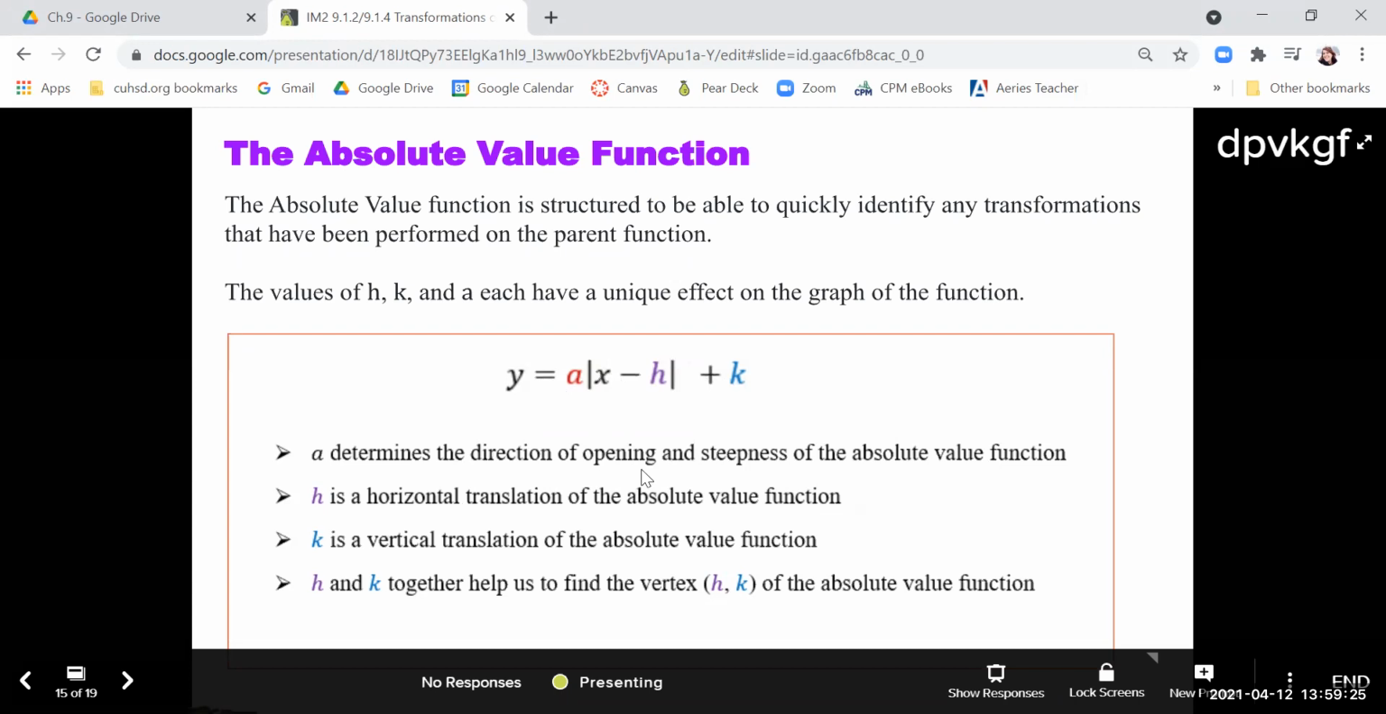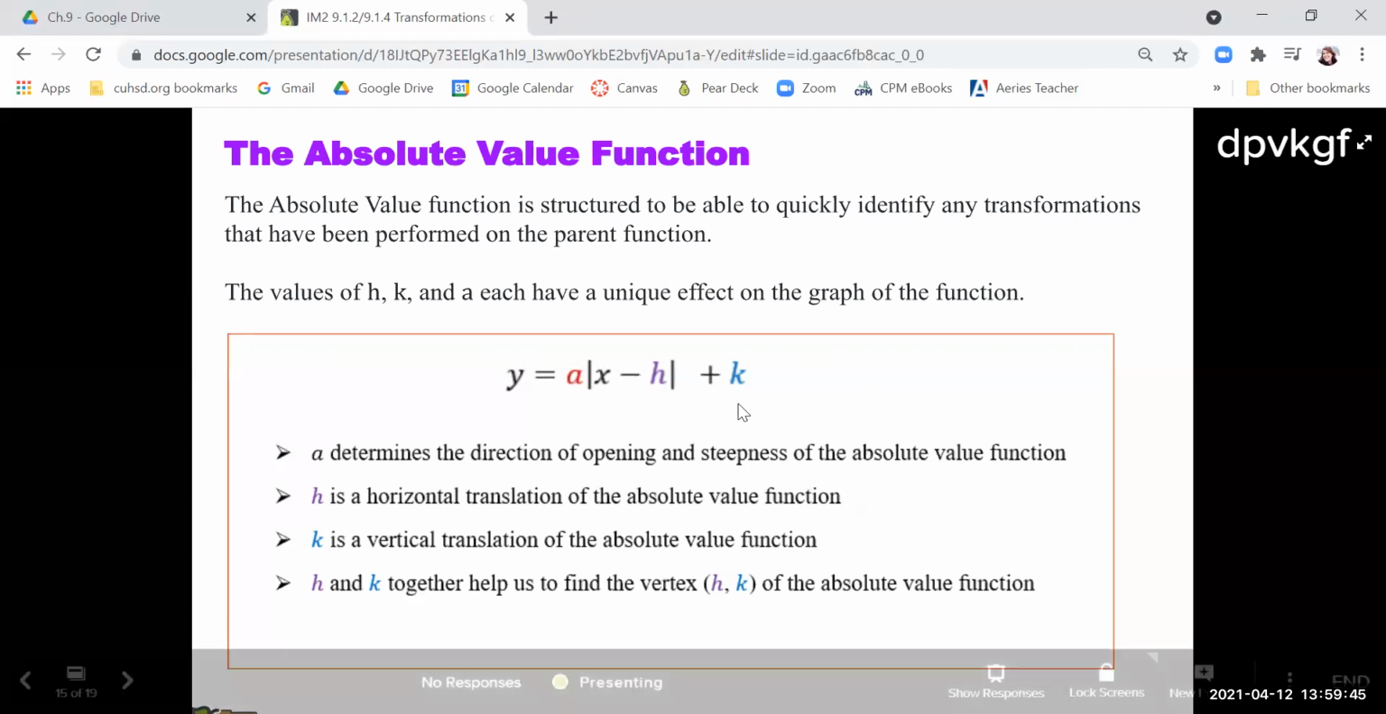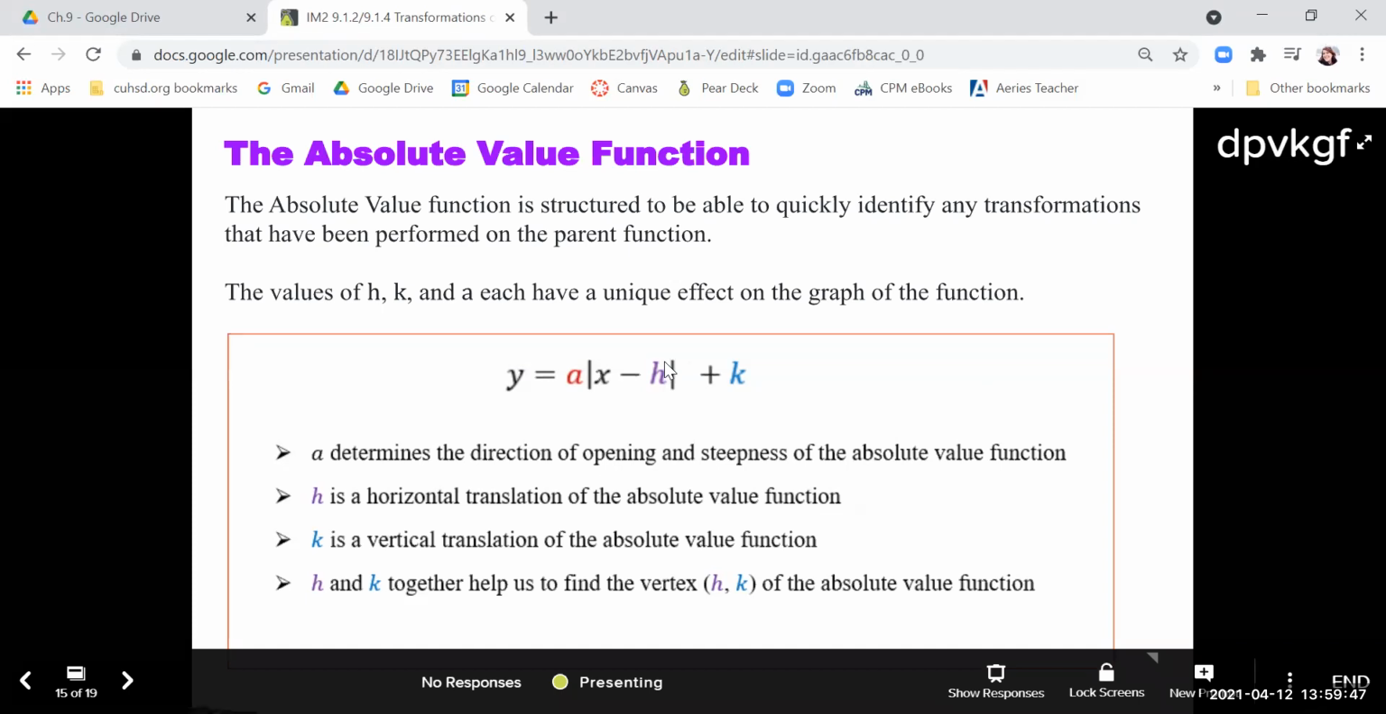So A will determine the direction of opening and steepness of the absolute value function. If A is negative, it's reflected down. If A is a large number, it will get steeper, the slope will be bigger. If A is a number between 0 and 1, like 1/2, it will get wider and flatter, like it will grow slowly. H represents a horizontal translation, right and left. K is a vertical translation, up or down. And H and K together combine to make the vertex point of the absolute value function.